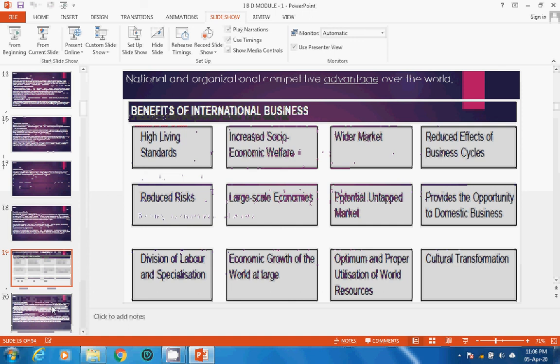So now let's understand the benefits of international business. High living standards, increased socio-economic welfare, wider market, reduced effects of business cycles, reduced risks, large scale economies, potential untapped market, provides the opportunity to domestic business, division of labor and specialization, economic growth of the world at large, optimum and proper utilization of the world resources, cultural transformation. So let's understand these benefits of international business in detail.